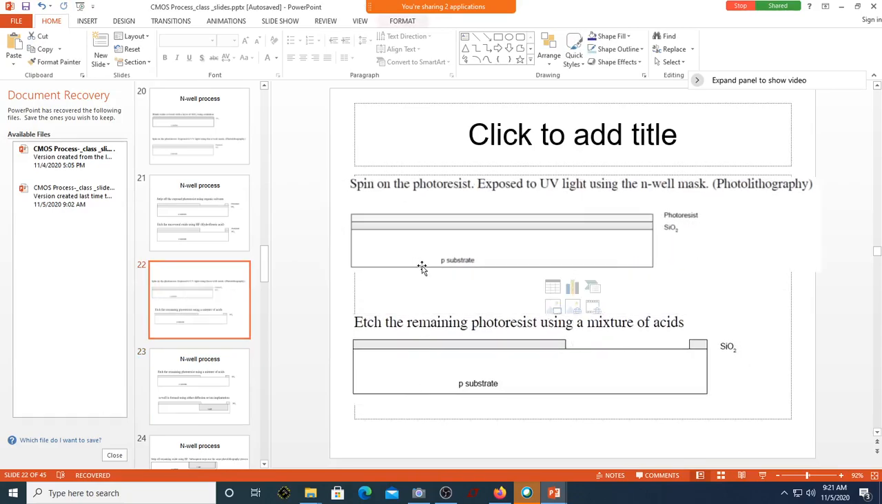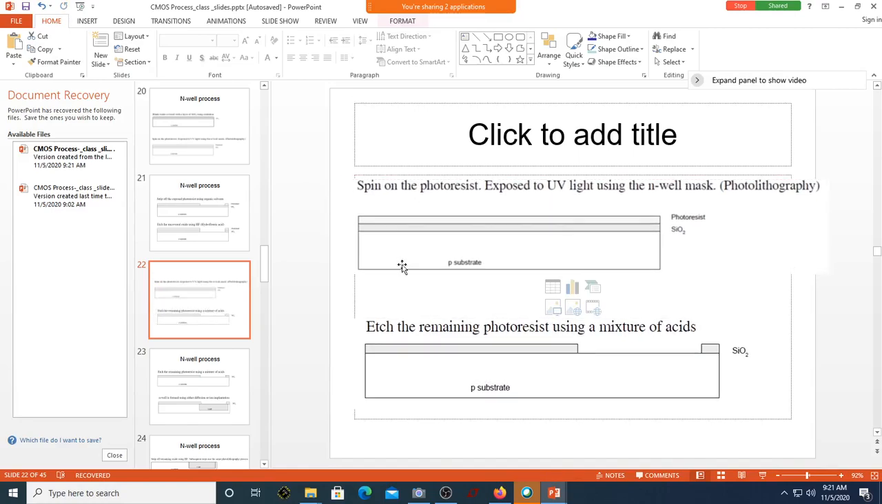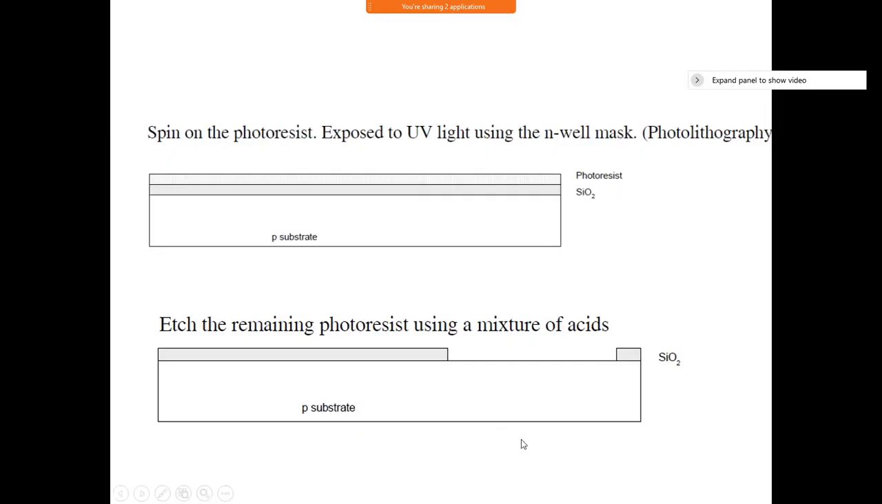So I just want to know what all the processes that have happened from this to this. Okay, from here to here, what all process will happen? First, a photoresist layer, sir. It has been applied, deposited. And then through a photo mask, an N-well mask, you pass UV light. Yes, sir. Correct.